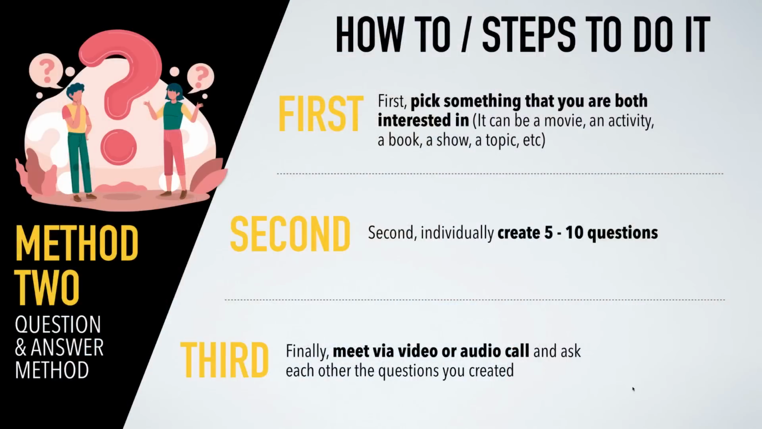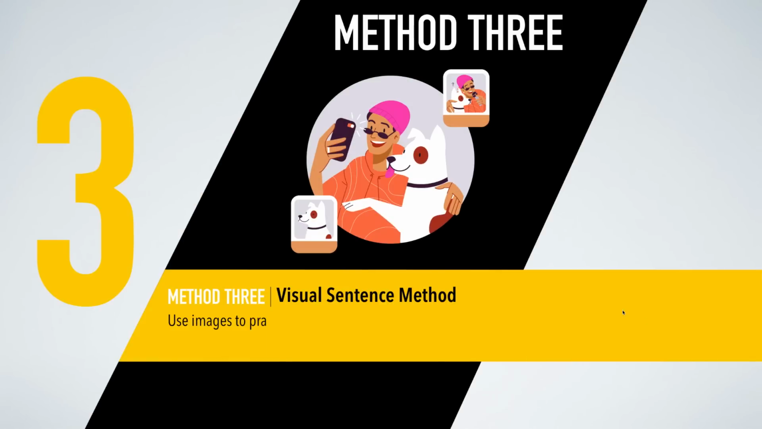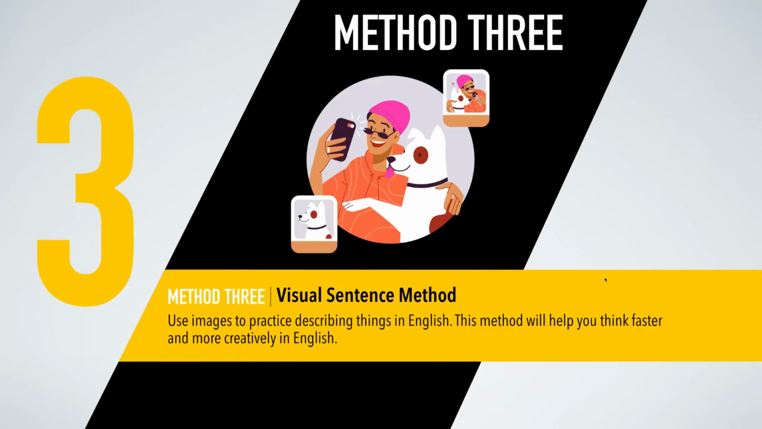Okay? So again, method 2 is based on question and answer. This method, questions and answers. Okay? All right, here we go. Let's move on to method number 3, visual sentence method.